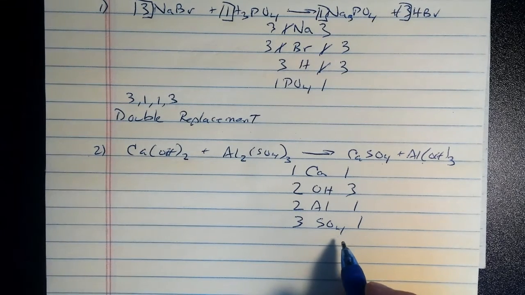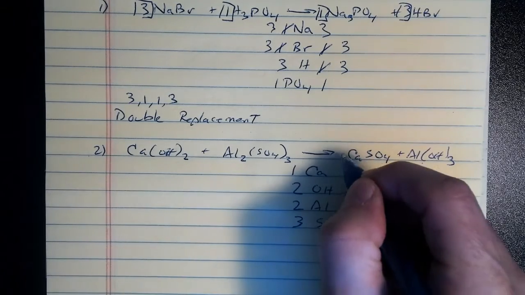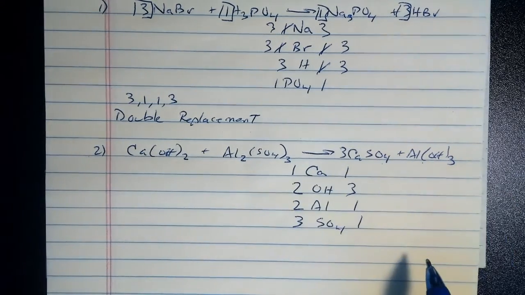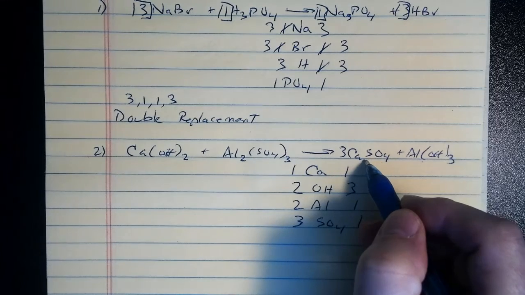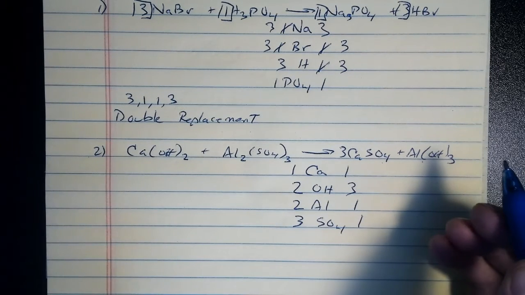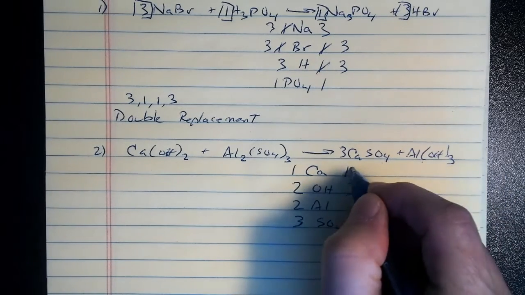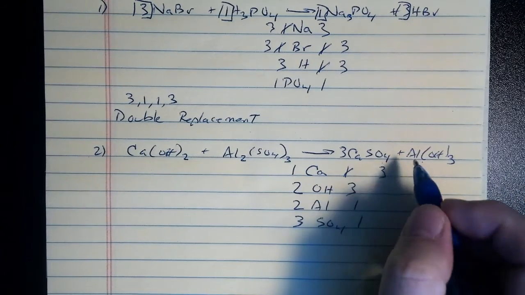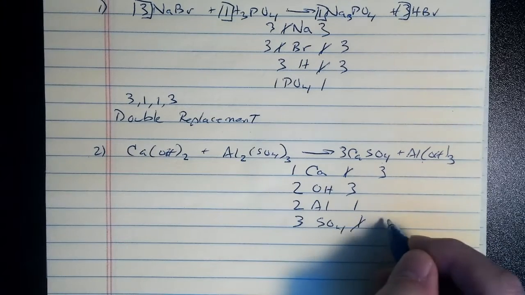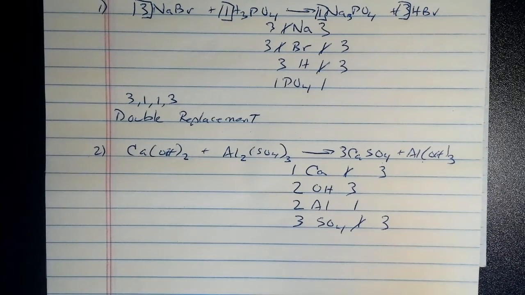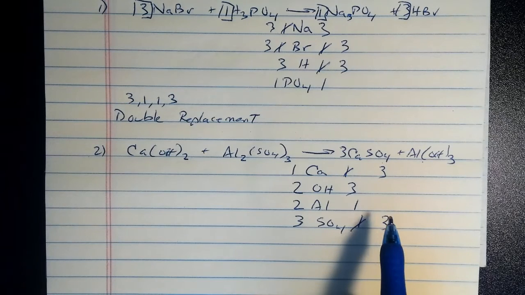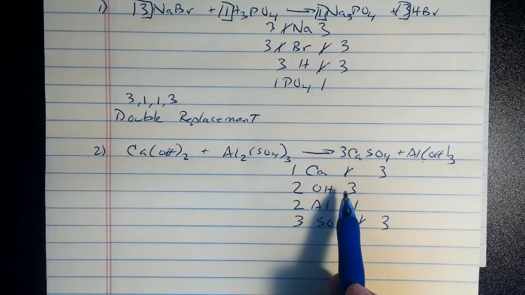So we want 3 more, so we're going to put a 3 in front of calcium sulfate. We cannot insert this as a subscript because that changes your compound, and it would never match. So 3 times 1 calcium is now 3 calciums. 3 times 1 sulfate is now 3. So that takes care of sulfate, but calcium is out of balance.